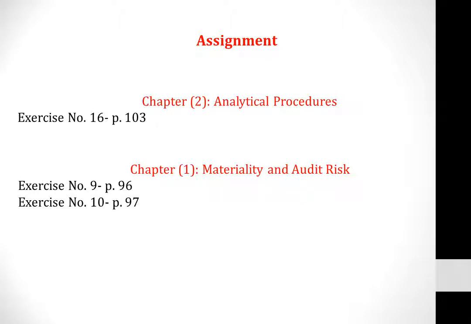In chapter 1, materiality and audit risk, we have two exercises: exercise number 9, page 96, and exercise number 10, page 97. Okay, thank you.